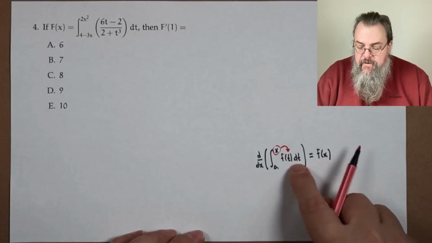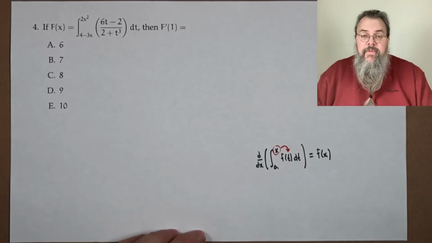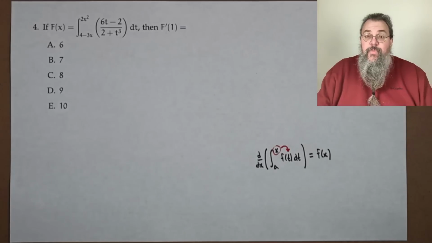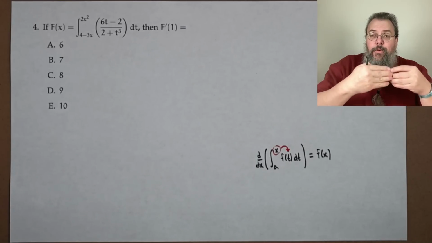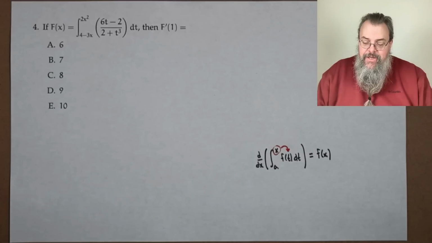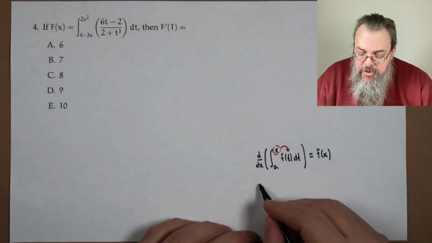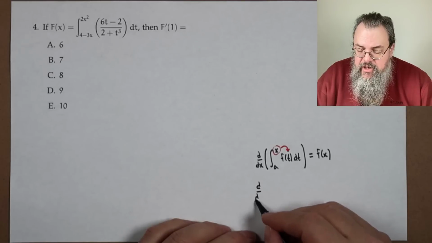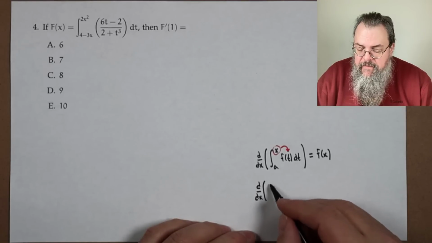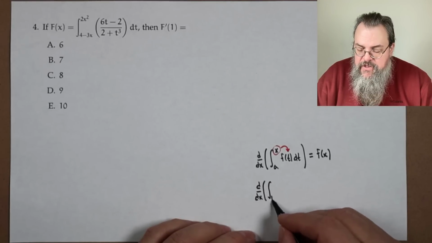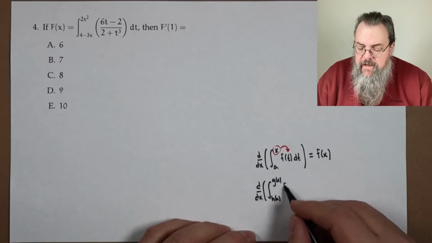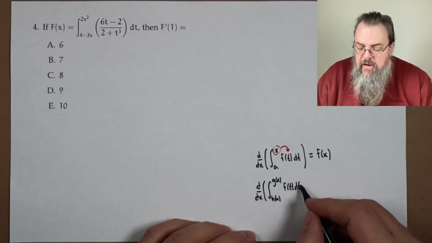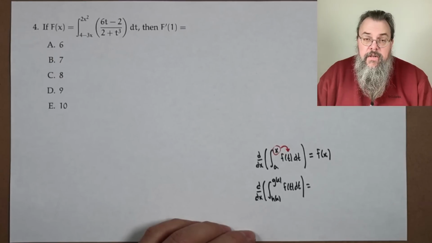All right, so it becomes f of x. Now, we can take this up a notch by combining this with the chain rule. And so we have a more general statement that says, suppose you take the derivative of the integral from some function h of x to some function g of x of f of t dt. All right, now what do we do?